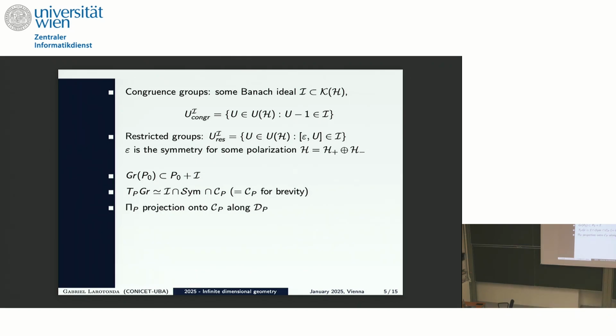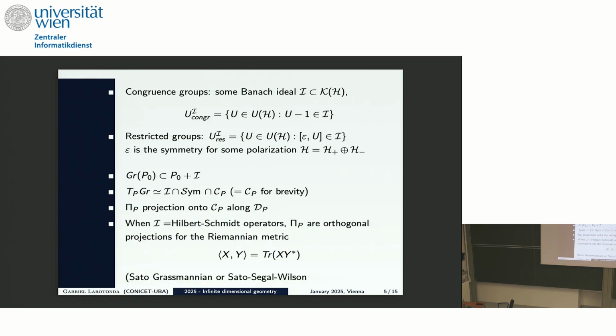Now, since we have the decomposition in two parts, diagonal and codiagonal, you can project with a bounded projection. It's very easy. And this projection, when you have the ideal of Hilbert-Schmidt operators, is exactly the orthogonal projection for this Riemannian metric induced by the trace in the Hilbert-Schmidt operators. So in this case, if the ideal is the Hilbert-Schmidt operators, this would be one presentation of what is called the Sato-Grassmannian, or at least one component of it, also known as Sato-Segal-Wilson, because they were developed independently. And we are dealing here then with the natural Riemannian metric in this Grassmannian.